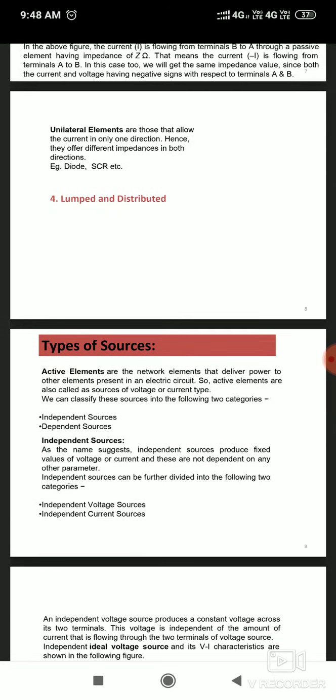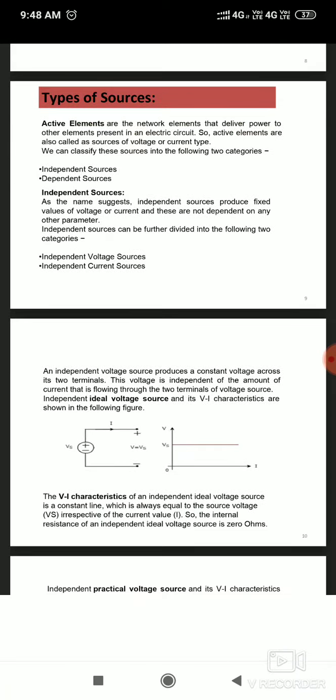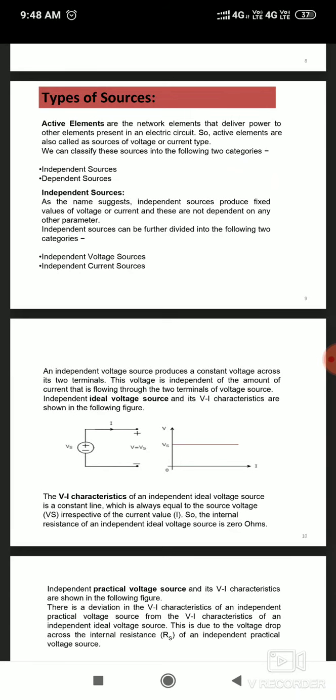Now we will move to the types of sources. Already I have covered this in the prerequisite, but as it is included in unit number 1, once again I will repeat. So what are the types of sources? Sources are active elements, which deliver the power, which deliver the energy. Sources must be active elements. They deliver power in the circuit, due to which the current will flow in the circuit. Now if you are classifying the types of sources, there are two main categories.